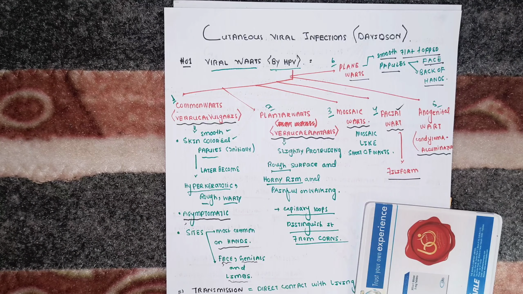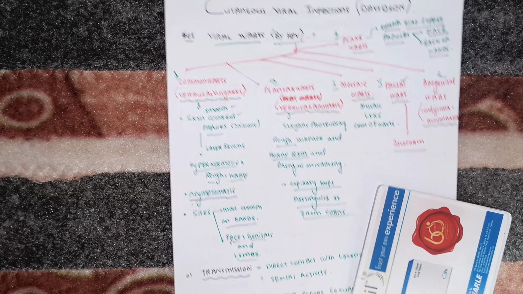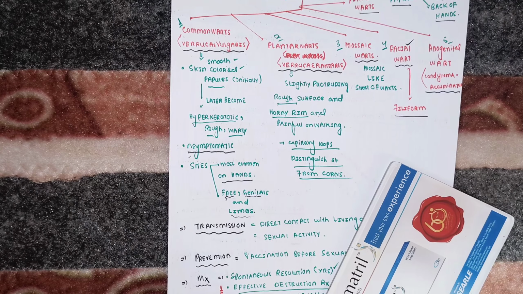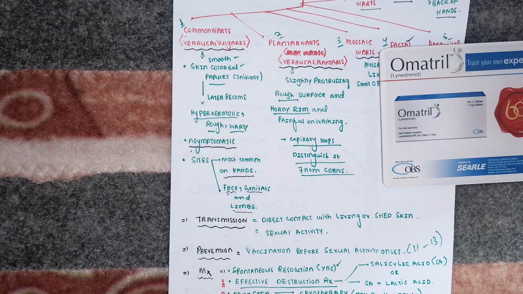Okay, and let me tell you beta now how these viral warts are transmitted. Actually, these warts are produced by human papilloma virus, na? So it's a viral infection actually, and it is transmissible. It can transmit from one person to another person by direct contact with living or shed skin. If I have a wart on my hand and it is infected with human papilloma virus, and if I come into contact with that living skin or its shed skin, then that virus can enter my body too, and I can also develop viral warts.